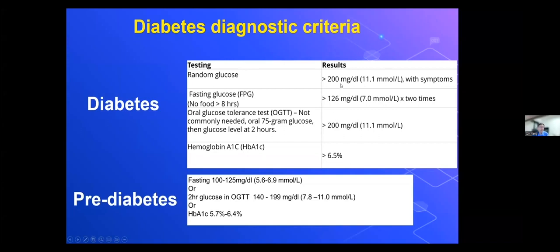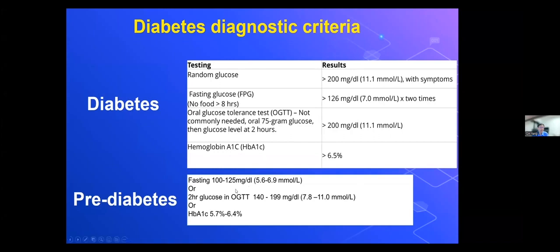Now, if your random sugar is above 200, or we do what is called OGTT, I will have another slide for this, give you 75 grams of sugars, and if 2 hours later your sugar is above 200, either of these would make the diagnosis of diabetes.